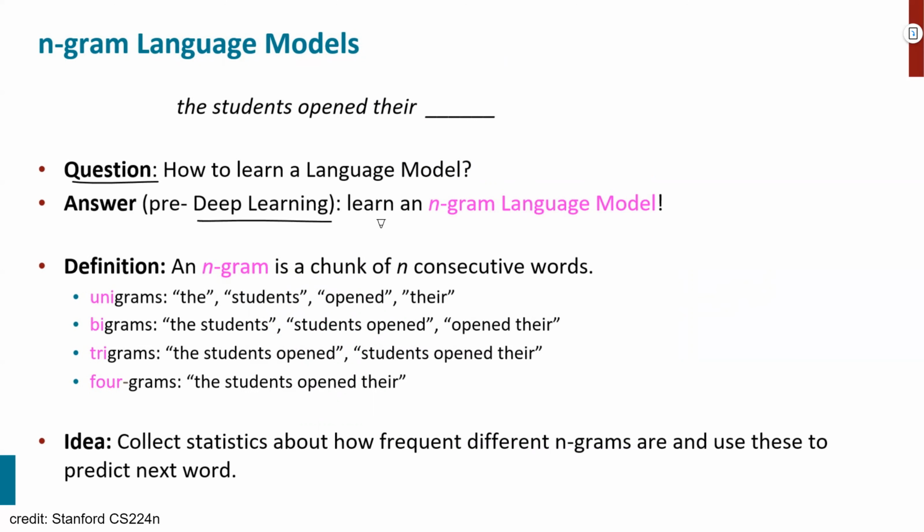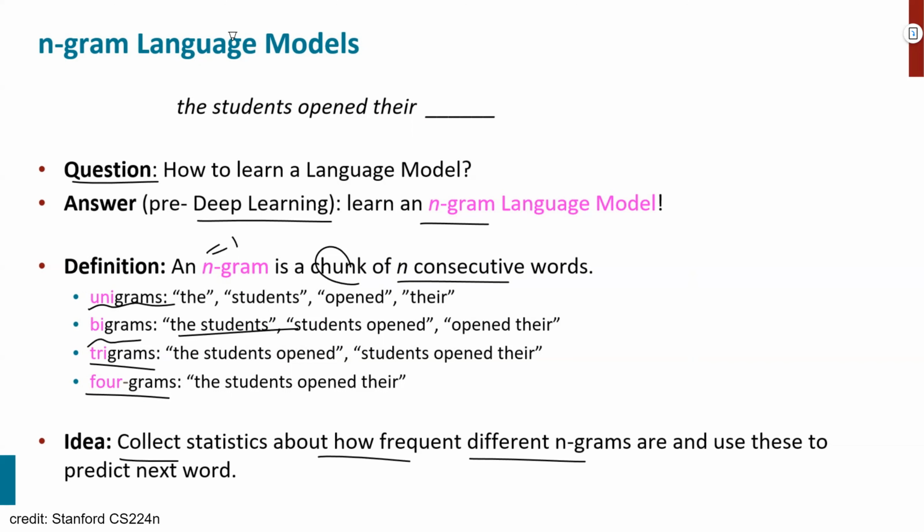Before deep learning came out, people used n-grams. And what is an n-gram? An n-gram is a chunk of n consecutive words. And there are various n-grams. When n equals 1, that is called a unigram, which is the probability of each word. A bigram is the probability of 2 consecutive words, a trigram 3, a 4-gram 4. And the idea is like this. Collect statistics about how frequent different n-grams are and use these to predict the next word.